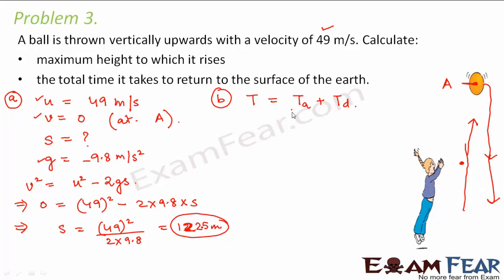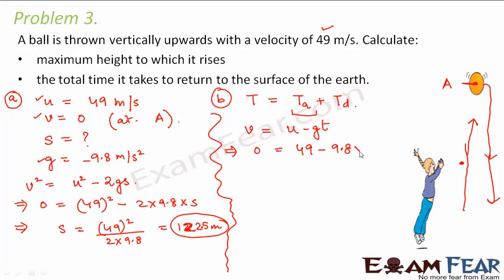So let us first try to calculate the time of ascent, right? So only the upward motion, let us apply the first equation of motion, that is v is equal to u plus at. So this we can write as v is equal to u minus gt. Now v is 0, u is 49, minus 9.8 into t. So this t is nothing but time of ascent. So this is ta. So from this we can calculate ta as 49 divided by 9.8, which is equal to 5 seconds. Right? So 5 seconds is the time which it will take to reach the maximum height.